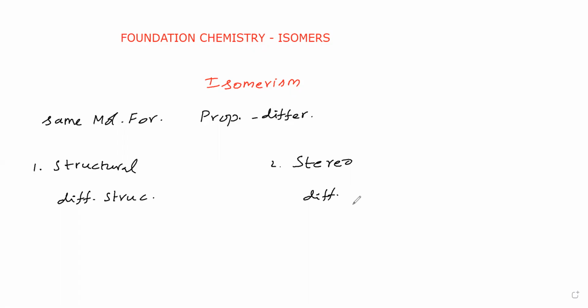Stereoisomerism means difference in geometry, or spatial orientation will be different. Spatial orientation in the sense with respect to x-axis, y-axis and z-axis. Spatial orientation can be different. Like this we can see.